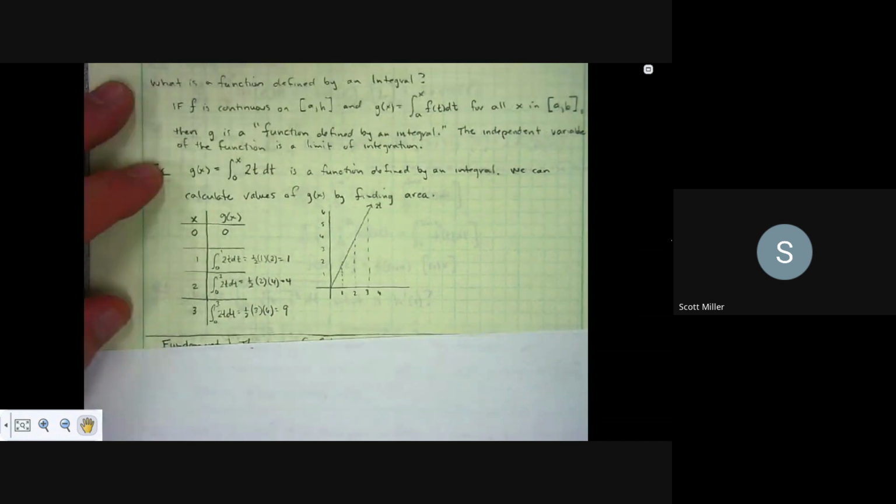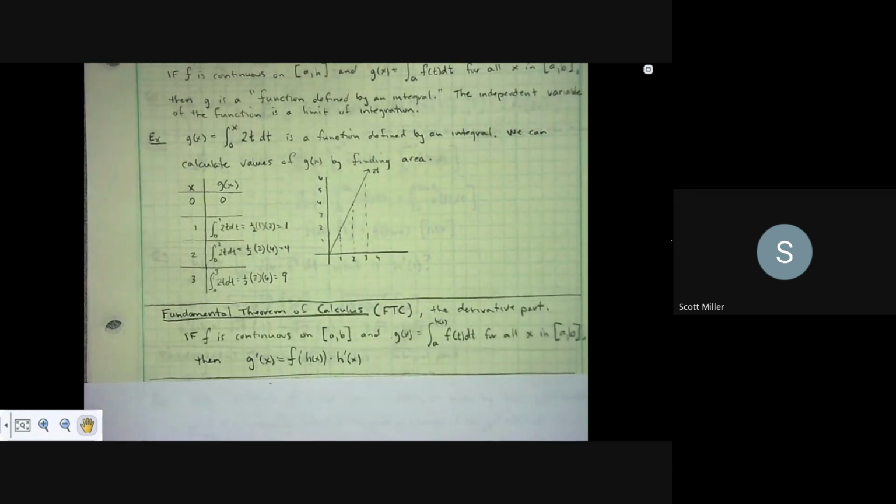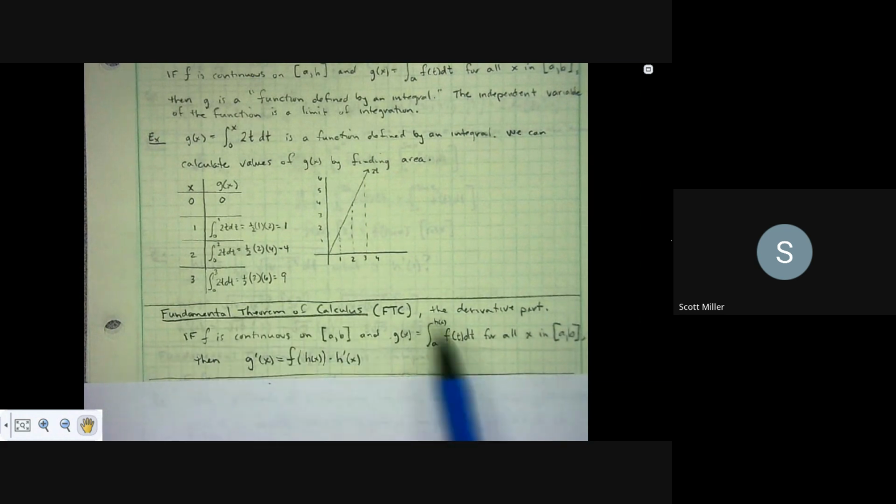We need to talk about this because we're going to be looking at the fundamental theorem of calculus, which comes in two parts. And here's part 1. The fundamental theorem of calculus, the derivative part. If f is continuous on the closed interval, then g of x equals the integral from a to some function of x, h of x up here, of f of t dt for all x in this interval.